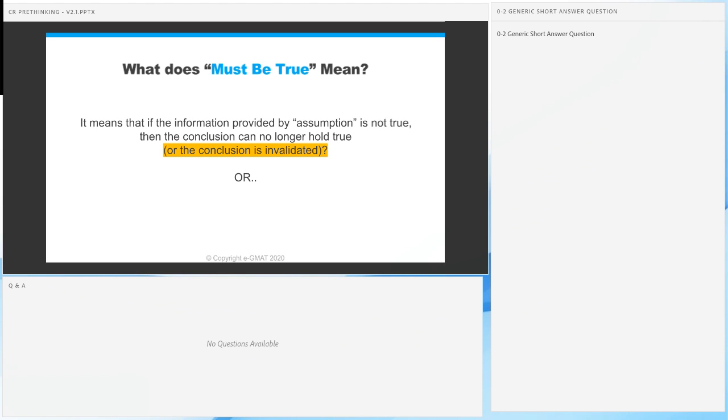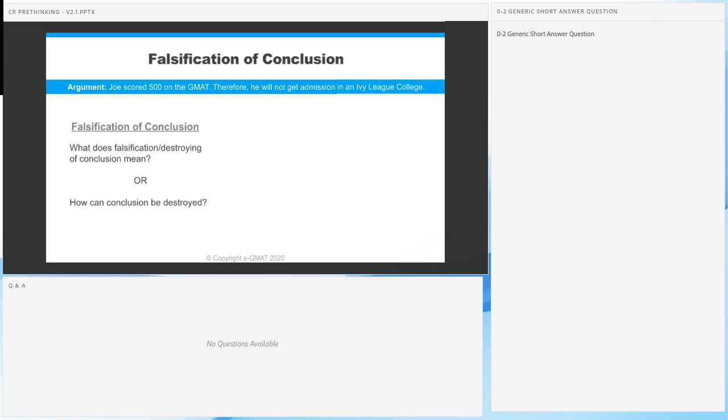Okay. So what does must be true mean? It means that if the information provided by the assumption is not true, then there's a way to invalidate the conclusion, which kind of goes back to what the definition of assumption is. Okay, let's kind of apply this. So whatever you learn, we're going to apply this briefly on some examples so that we cement that information. So same argument over here, and when you think about this particular argument, what does falsifying the conclusion mean? It means that Joe gets admission despite scoring just 500.